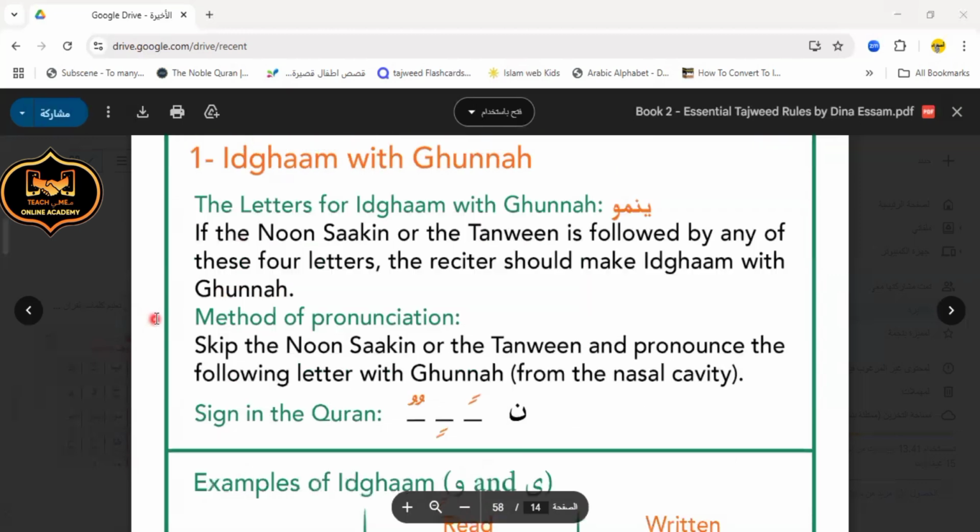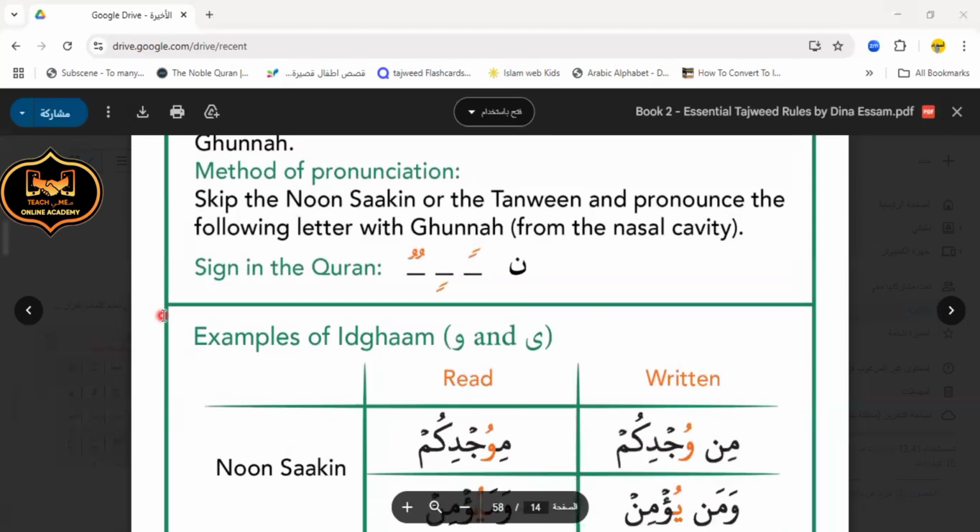Okay, so the rule is: if the noon sakina or the tanween is followed by any of these 4 letters, the reciter should make idgham with ghunnah. How can we pronounce this rule? Skip the noon sakina or the tanween and pronounce the following letter with ghunnah. We know ghunnah comes from the nasal cavity.